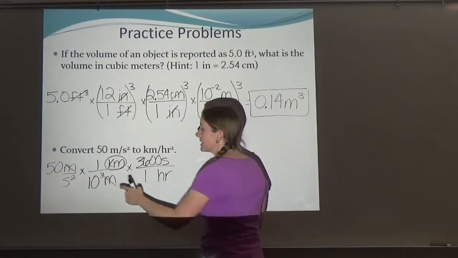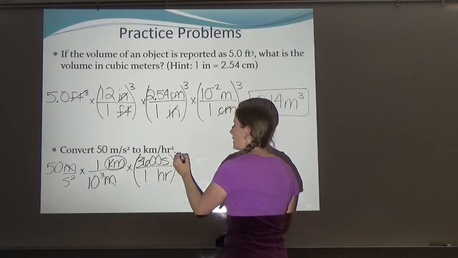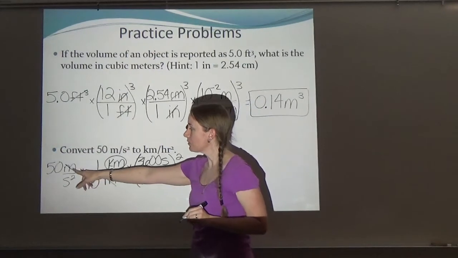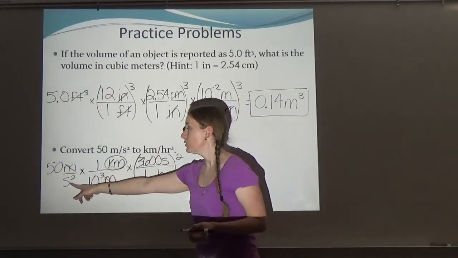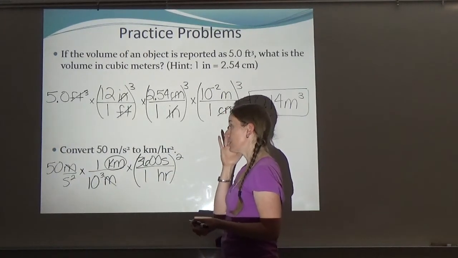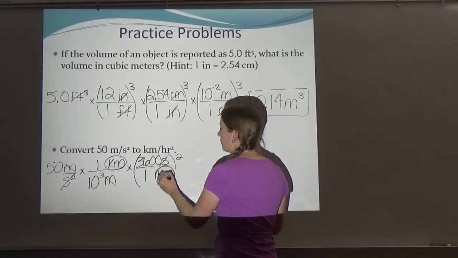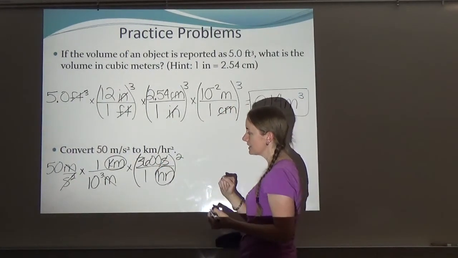But I'm trying to cancel out a seconds squared. So I need to square this whole conversion factor. Now notice I didn't square this one because I was just going from meters to kilometers. I didn't need to square that one. But I'm going seconds squared to hours squared here. So my seconds cancel. I'm left with hours squared on bottom. Remember, the squared goes to everything inside.